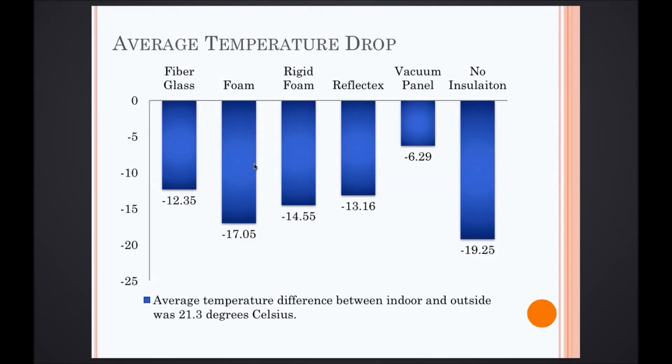This is a final graph showing the average temperature drop of each box. The average temperature difference between indoor and outdoor was 21.3 degrees Celsius. As you can see, the box with no insulation obviously had the highest temperature drop, and the vacuum panel had the lowest temperature drop. However, the fiberglass had the lowest temperature drop of all the commonly used and affordable types of insulation, and the Reflectex was the worst performing of the bunch.